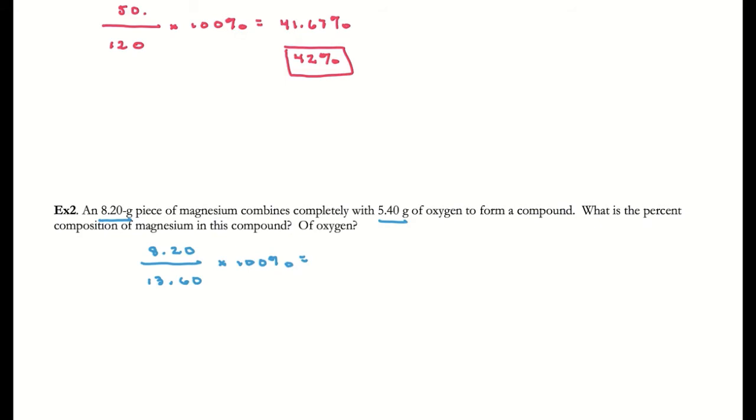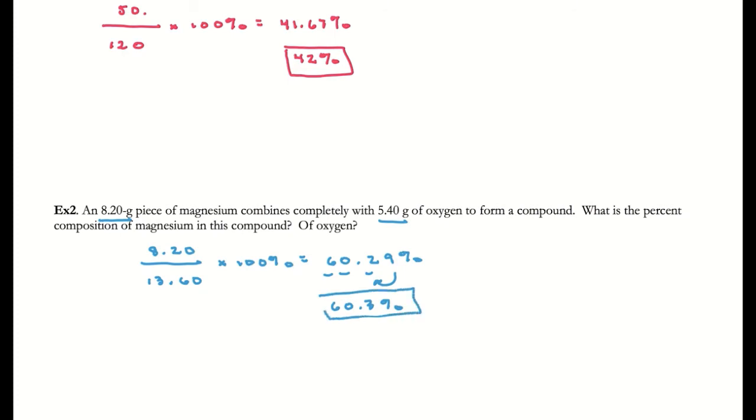So 8.2 divided by 13.6. 8.20 has 3 sig figs. 13.60 has 4 sig figs. So for my final answer, I want to have 3 sig figs. Unrounded, it was 60.29%. So I want 3 sig figs, so I'm going to round this to 60.3%. So that's the percent composition that is just magnesium.